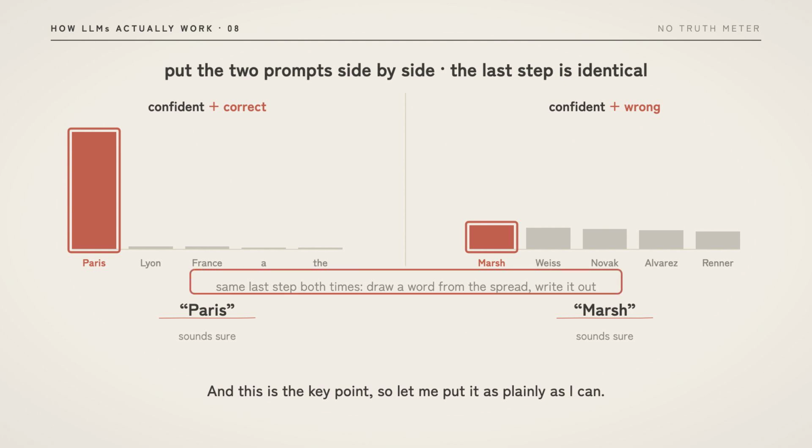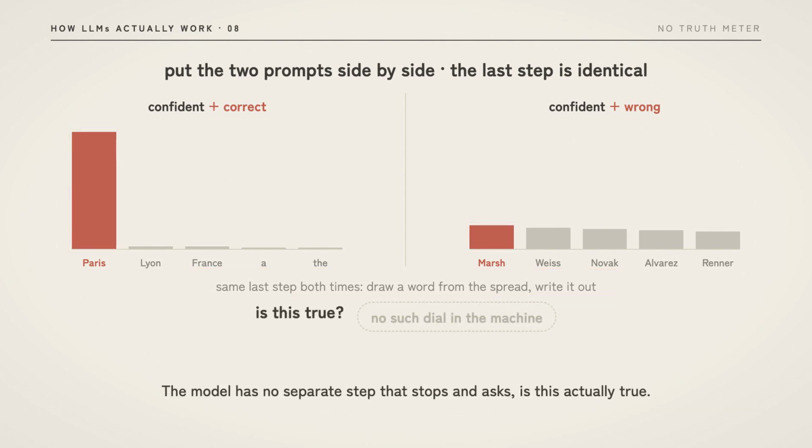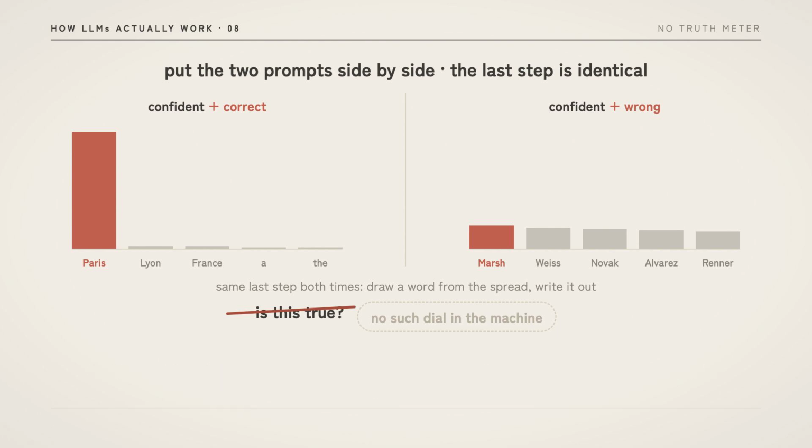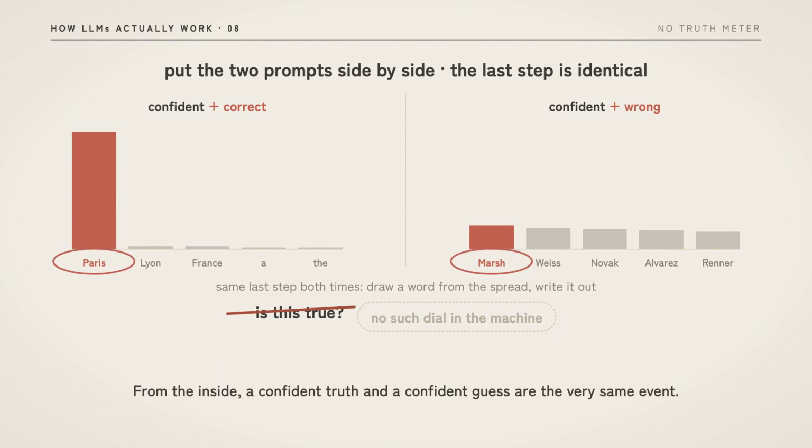So let me put it as plainly as I can. The model has no separate step that stops and asks, is this actually true? There is no truth meter anywhere in the machine. There's only the spread of what's plausible. A tall bar means this word fits well here, and that's a completely different thing from this word is correct. So the model can't flag the wrong answer for you because it never measured wrongness in the first place. From the inside, a confident truth and a confident guess are the very same event.